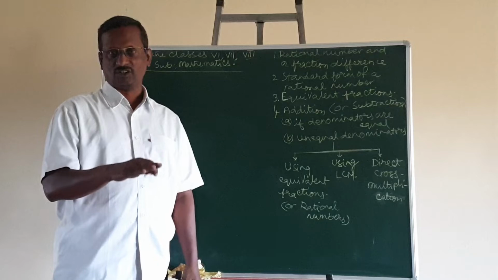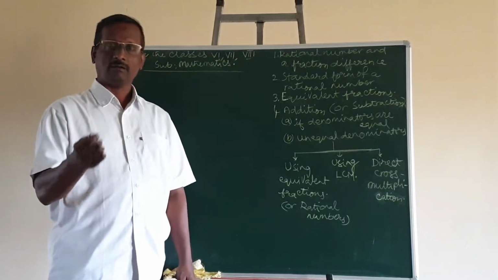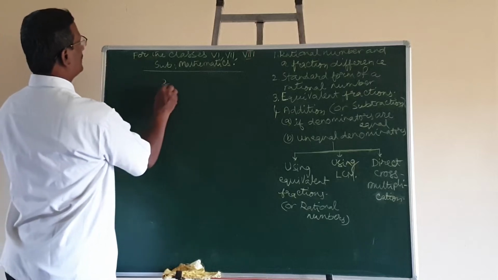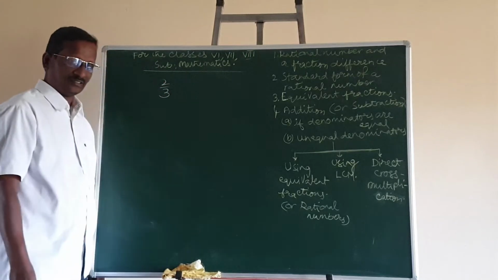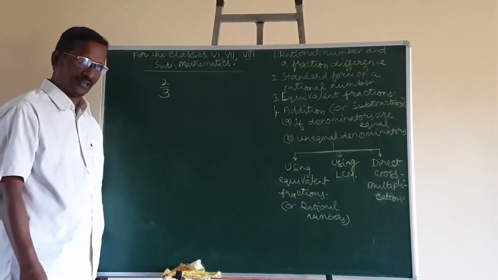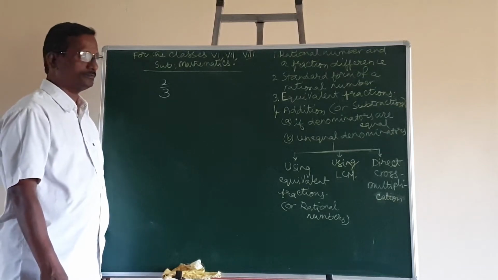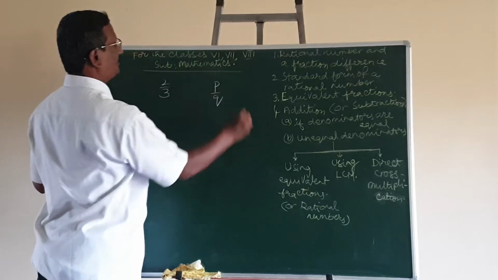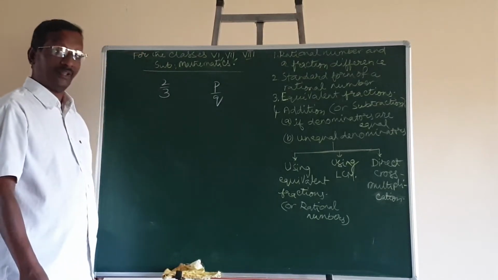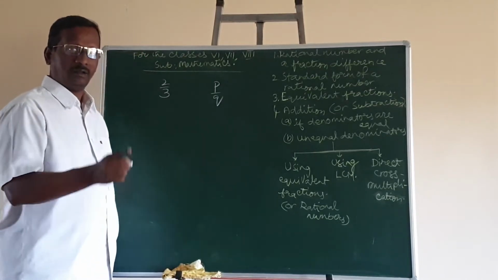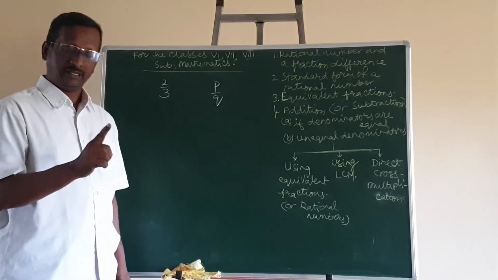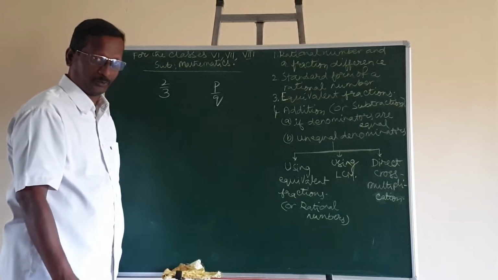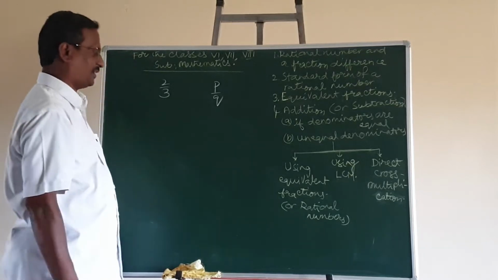Both the fraction and rational number are in the form of p by q. For example, 2 by 3. Can we say this is a fraction? Can we say this is a rational number? How? Here, a number which can be written in the form of p by q, where p comma q are positive integers, then it is a fraction. Here 2 and 3 are both positive integers, therefore it is a fraction.